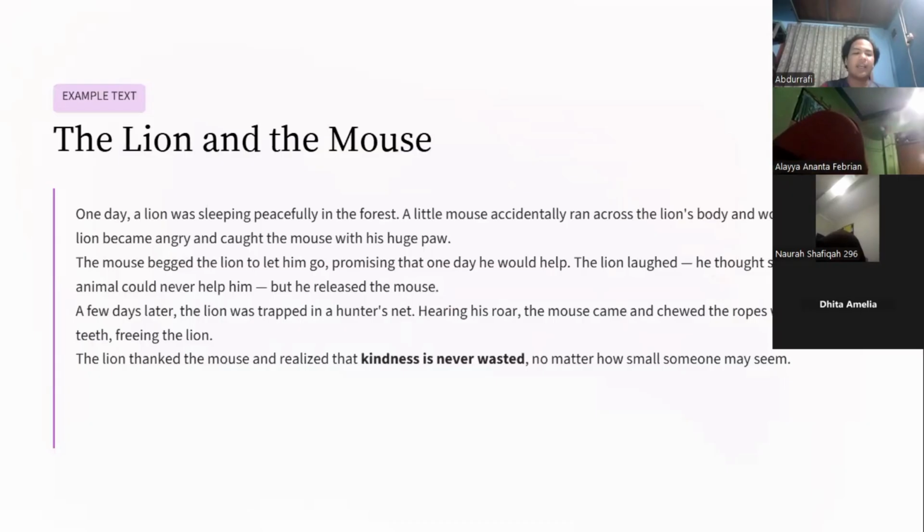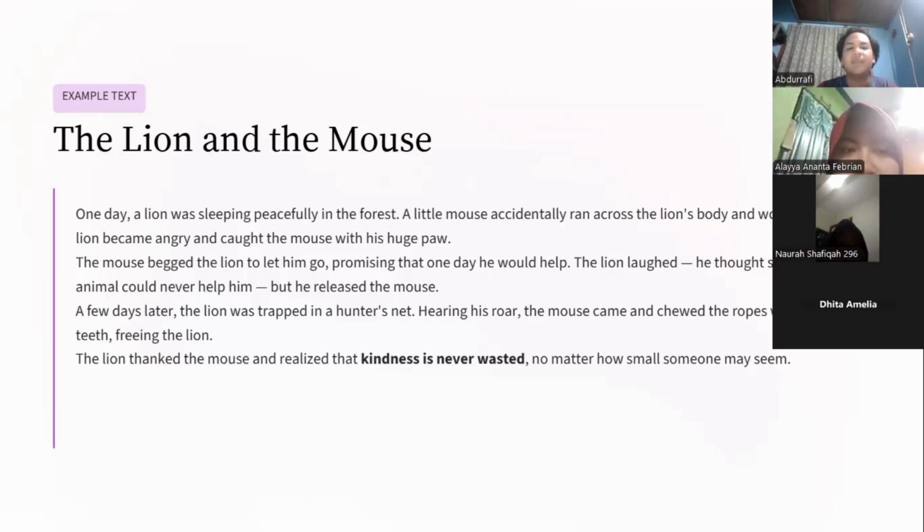Okay, now I want one of you to read the example text of narrative text about the lion and the mouse. Can anyone please read it for me? Me, Mister. Okay, Alaya, maybe?